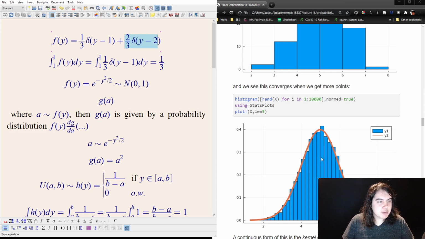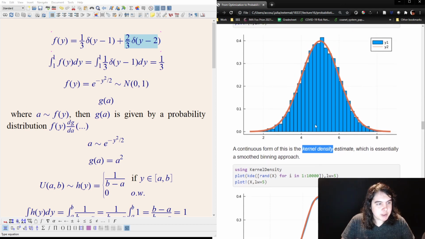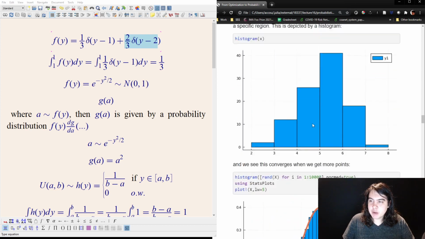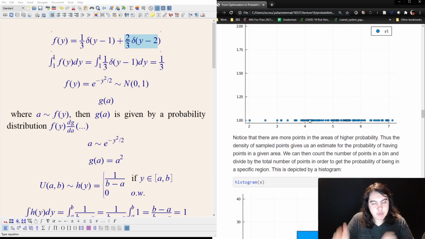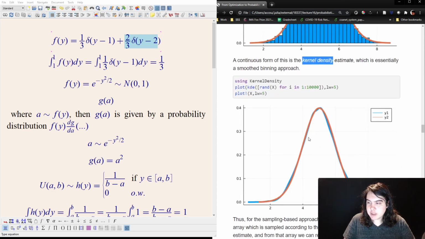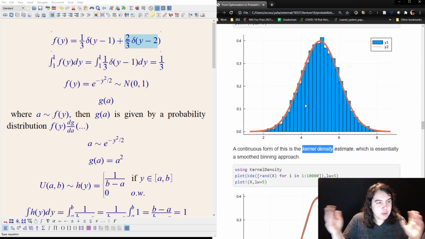But how can we do this in a continuous sense? This is something called a kernel density estimate, which is essentially using a smoothing approach. I'm not going to describe it in too much detail, but it's looking at the density of points in a given range, passing over the points, and running a smoother over that. If you take enough points, what you see is that your kernel density estimate, which is the blue here, where the orange is the real probability distribution, is able to give you a continuous function which is a representation of that probability distribution. Essentially, it's a smooth, continuous histogram.